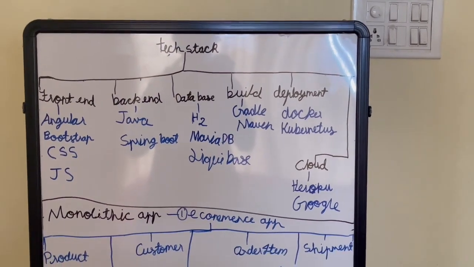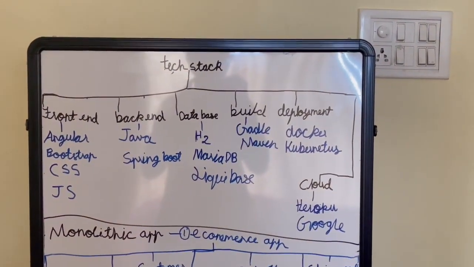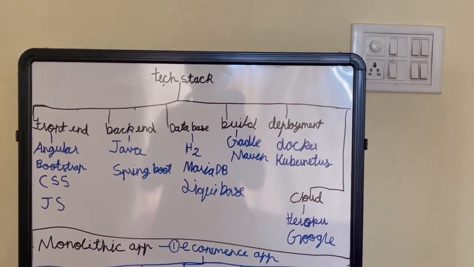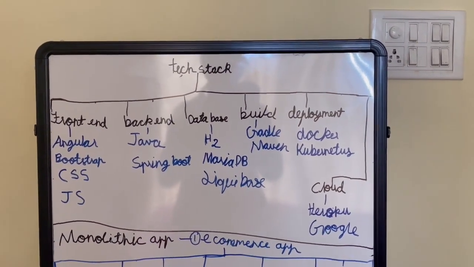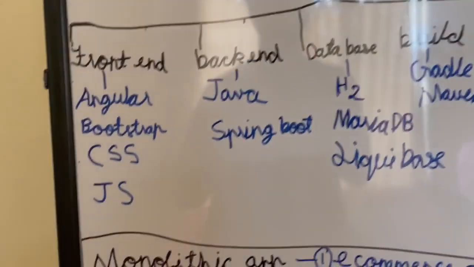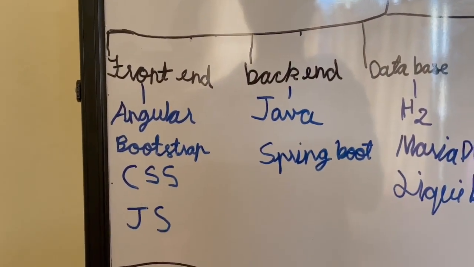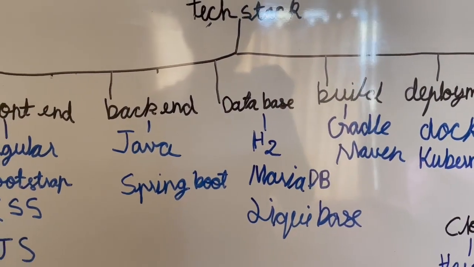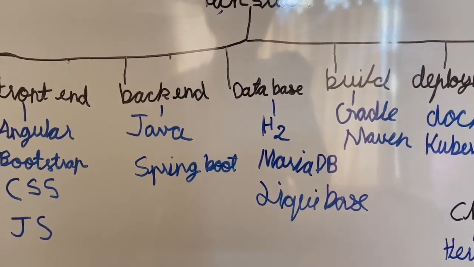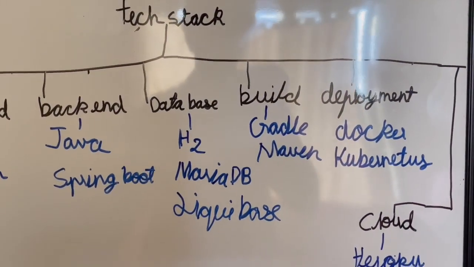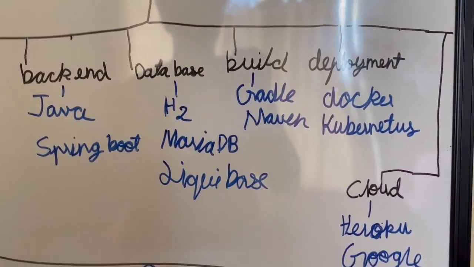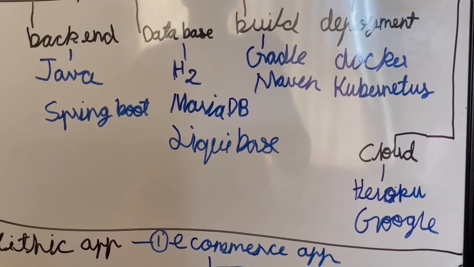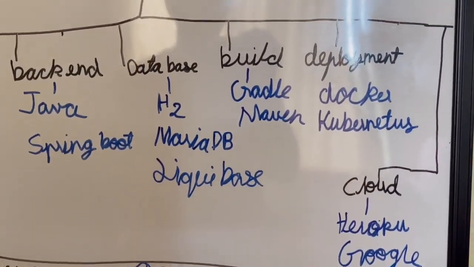Hi everybody, my name is Om and today I'm going to explain my e-commerce app, and this is the tech stack which I used. First we have the front end right here: Angular, Bootstrap, CSS and JavaScript. Next we have the backend over here: Java and Spring Boot. Next we have the database: H2DB, MariaDB and Liquibase. Liquibase was used for faking data, which I'll show in the demo.